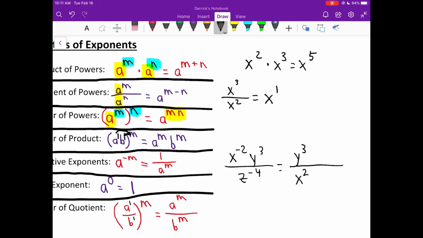Z, I see, has a negative exponent, but it was in the denominator already. So that means to find its reciprocal, I would be flipping it from the denominator up to the numerator. That would cause it to be positive. And so this would be our simplified version of what we started with. That's what the negative exponent property is trying to say.